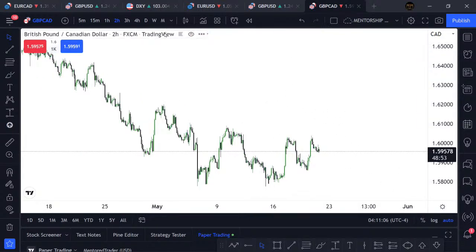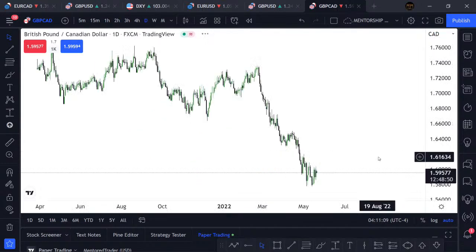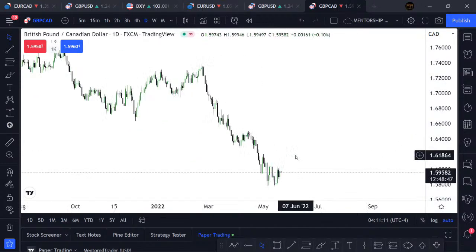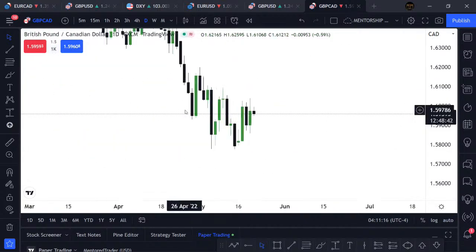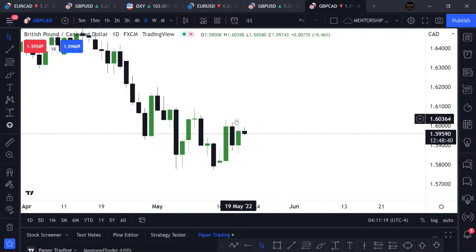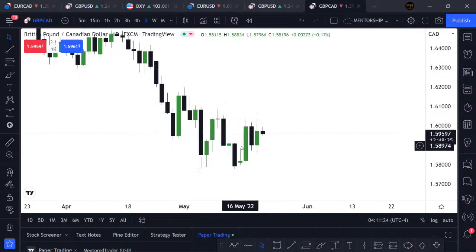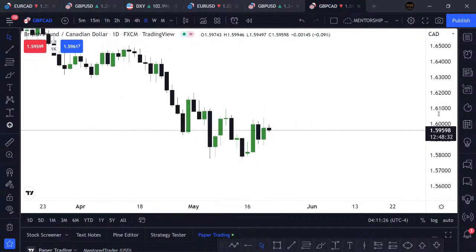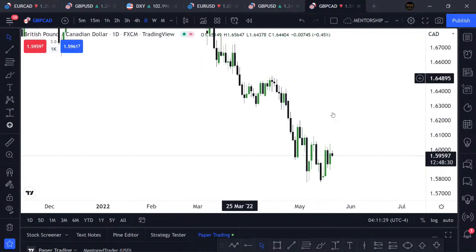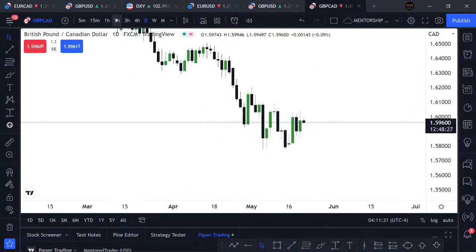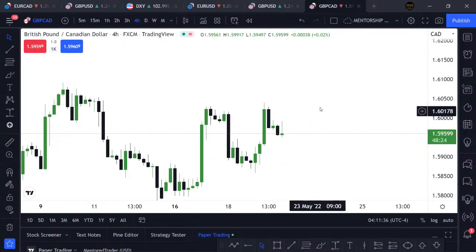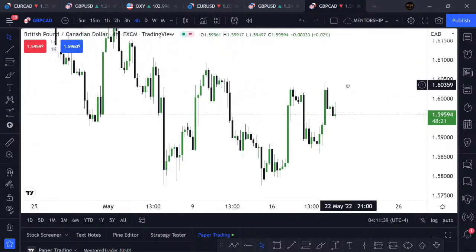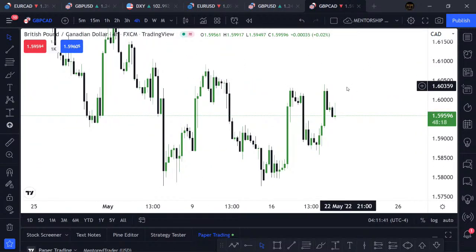Okay, this is the daily chart. So on a daily chart, what do we have? On a daily chart, we haven't taken any swing high yet, any swing point. So this is the daily, it is selling. Okay, the pound dollar is selling. 4-hour chart. Okay. Right here.